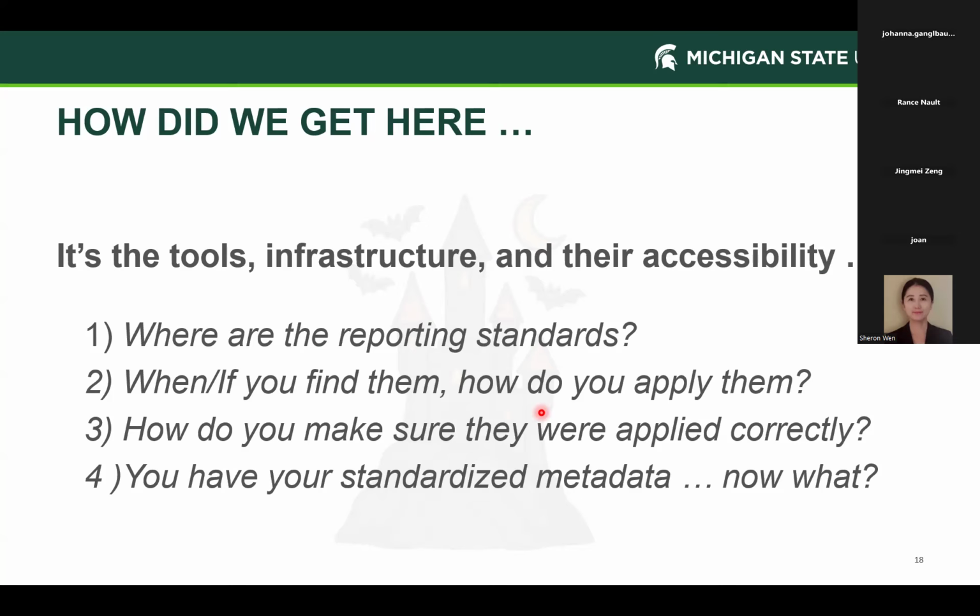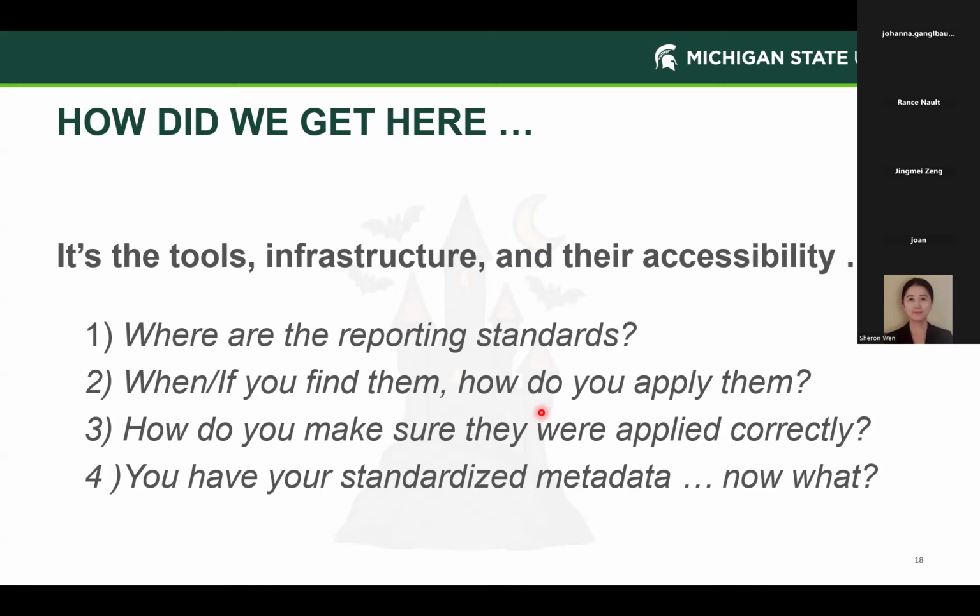We didn't touch on this a whole lot today, but how many of you are familiar with reporting standards for your data types? Not a whole lot, right? So where are the reporting standards? How do you find them? Are there reporting standards? When you find them, how do you actually apply them?